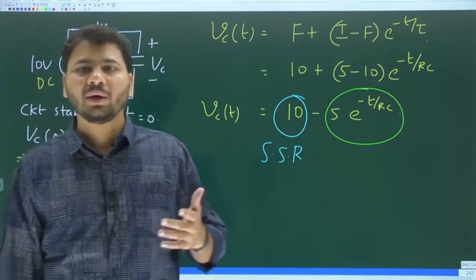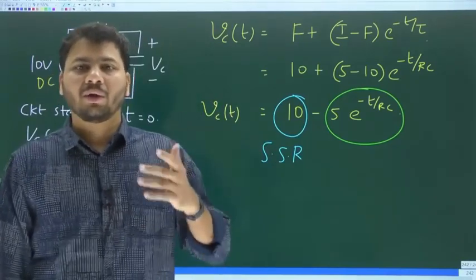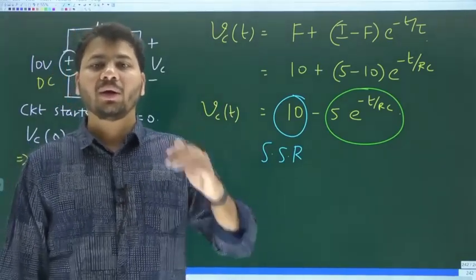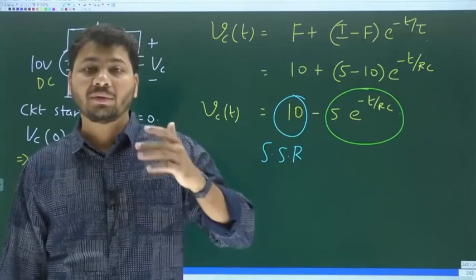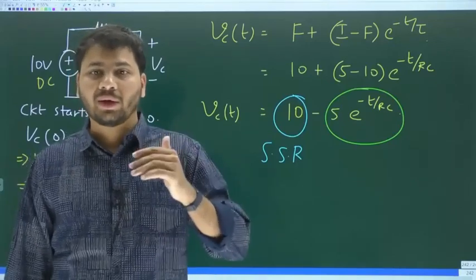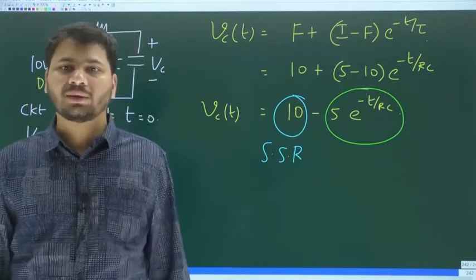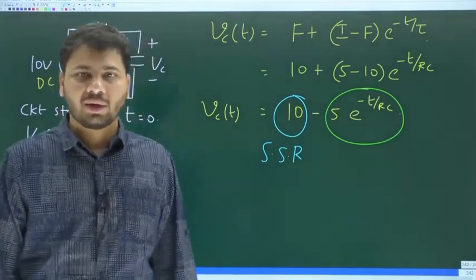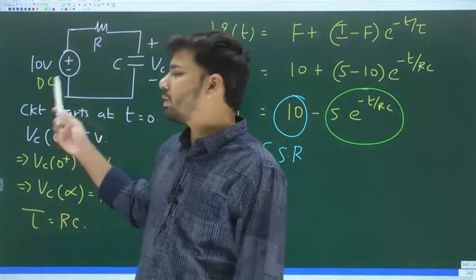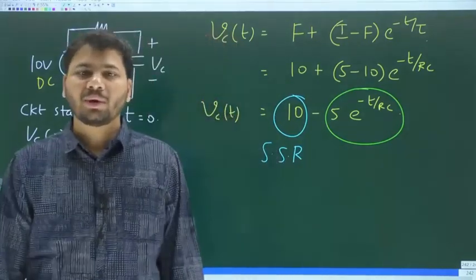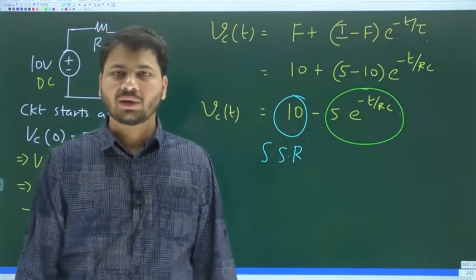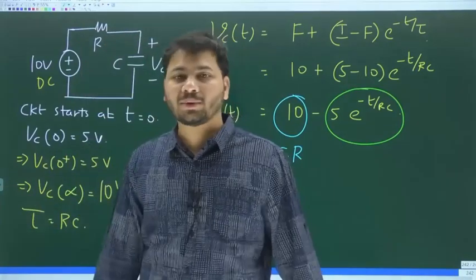How will you decide what kind of steady state will be attained by the circuit? It completely depends on the nature of the source. So what will decide the nature of the steady state response? The nature of the source will decide the nature of the steady state response. So in this circuit, the source is what? DC. So obviously it will reach what? DC steady state.